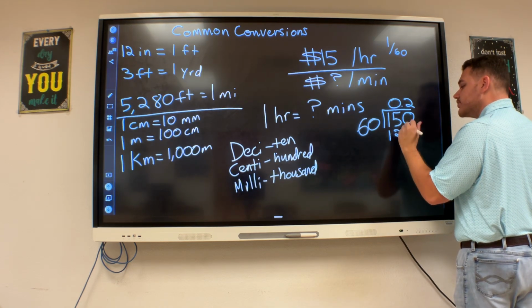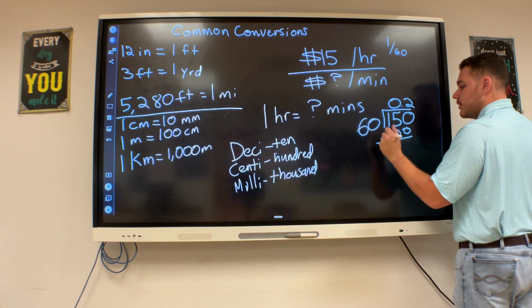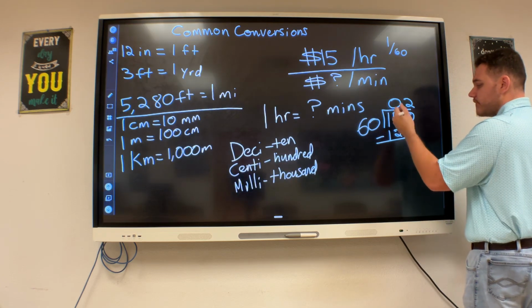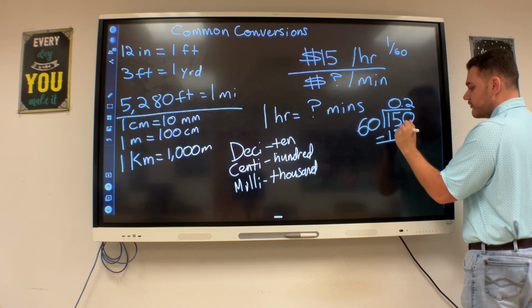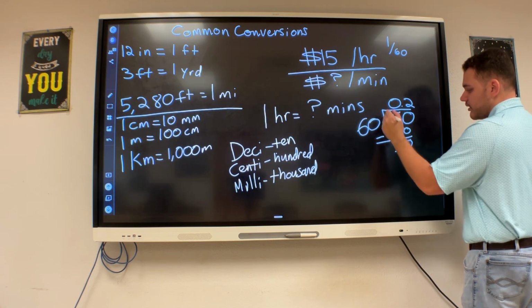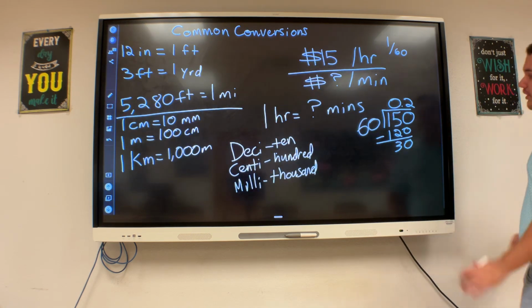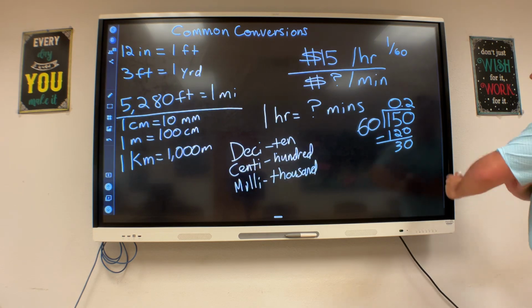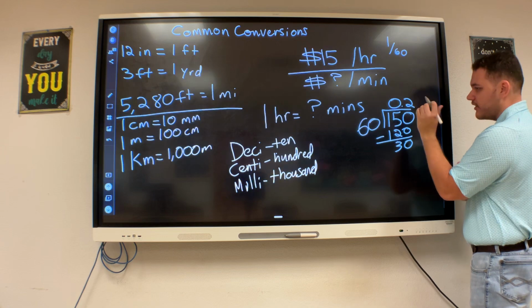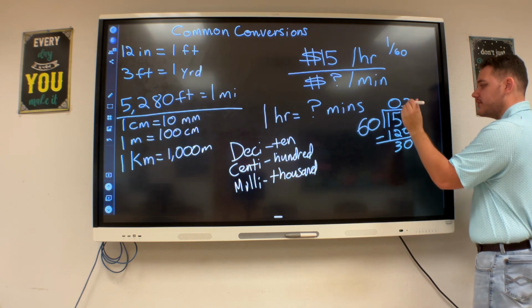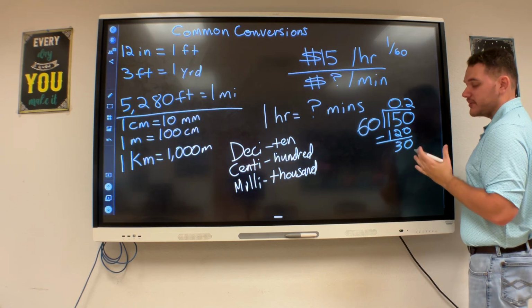which would be 120. And we would subtract 150 minus 120, 0 minus 0 would be 0, 5 minus 2 is going to be 3, and then that's going to be 0. So now we have 30 left over. Now 60 won't go into 30, but we can't have but 1 decimal. So since we already dropped it right here, we cannot do it again. We just have to keep going.